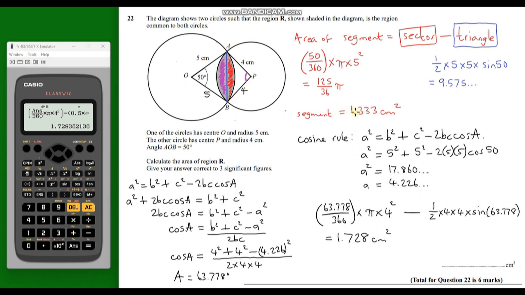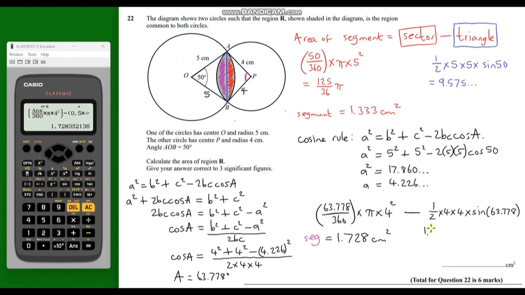And I think that is right, because it looks like it's a similar value to the red segment. So I'm quite happy that that's the right answer. So that is, remember, the purple segment. I'm just going to put seg for short. So we've got the red segment and the purple segment. So we just need to add them together now.